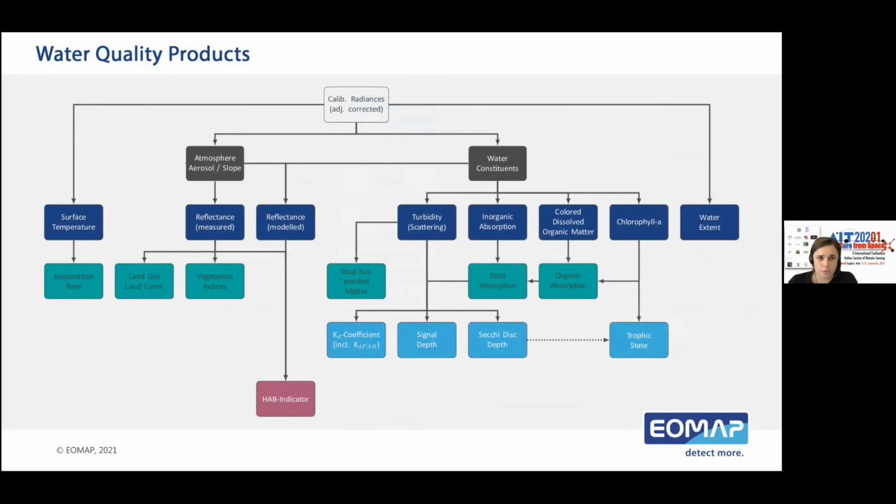As examples of water quality, what we can deliver are, for example, surface temperature, the skin temperature, but also different water constituents like the turbidity or the related total suspended matter, colored dissolved organic matter from fulvic acids, or chlorophyll-a, and also important, the harmful algae bloom indicator, which is sensitive to phycocyanin and phycoerythrin pigments.